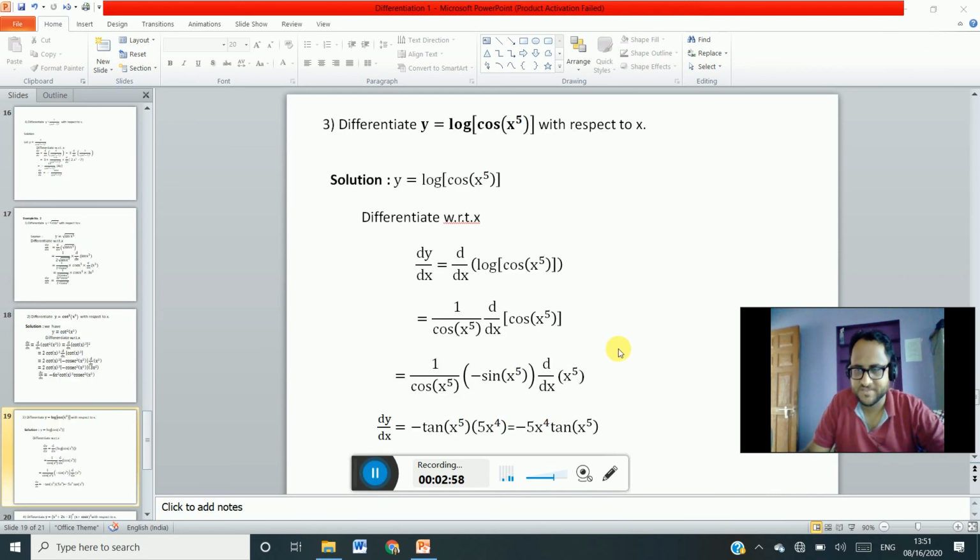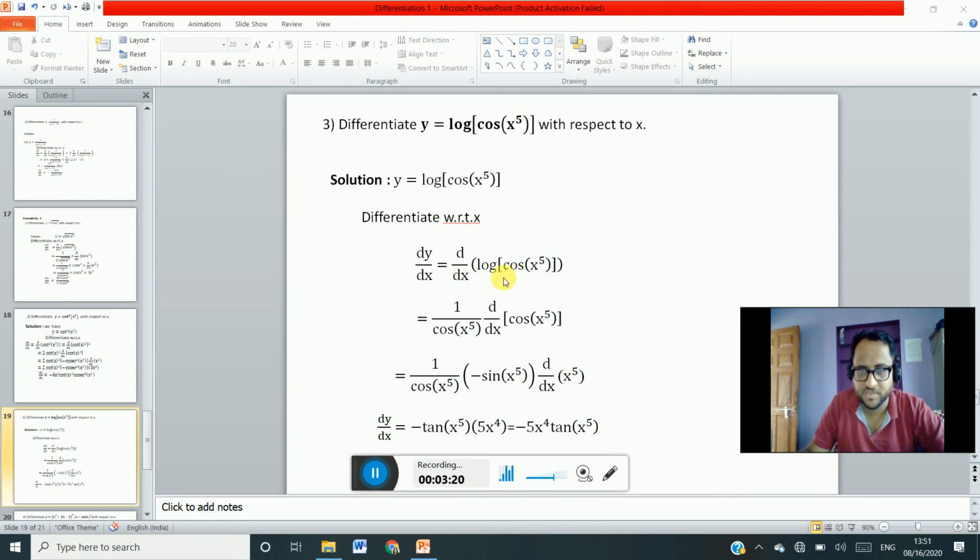See the next example. Differentiate y is equal to log of cos x to the power of 5 with respect to x. Okay, so again we are given y is equal to this function. Differentiate with respect to x. So what is the derivative of log? Derivative of log x is 1 upon x. So derivative of log of function is 1 upon function. Here the function is cos x to the power 5.